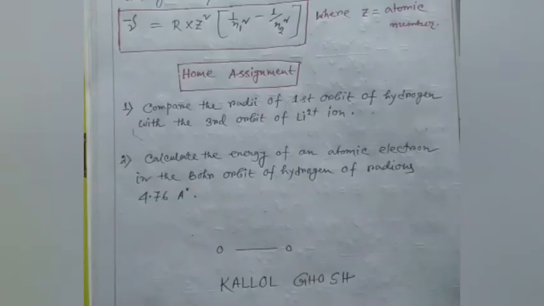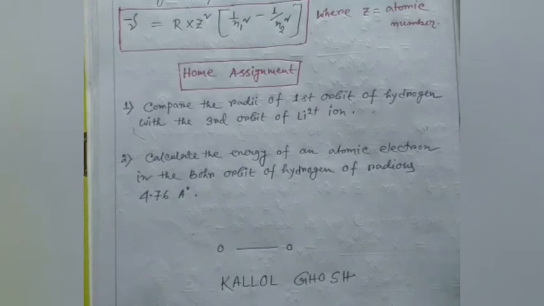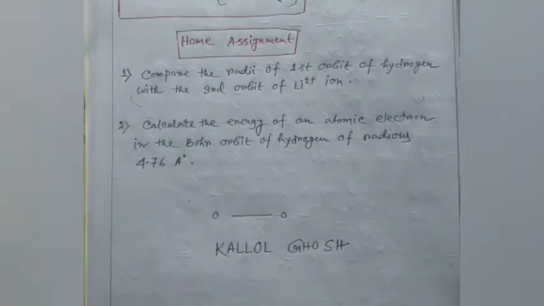Now the home assignment. First one, compare the radii of the first orbit of hydrogen with the third orbit of the lithium 2 plus ion. Second one, calculate the energy of an atomic electron in the Bohr orbit of hydrogen of radius 4.76 angstrom.